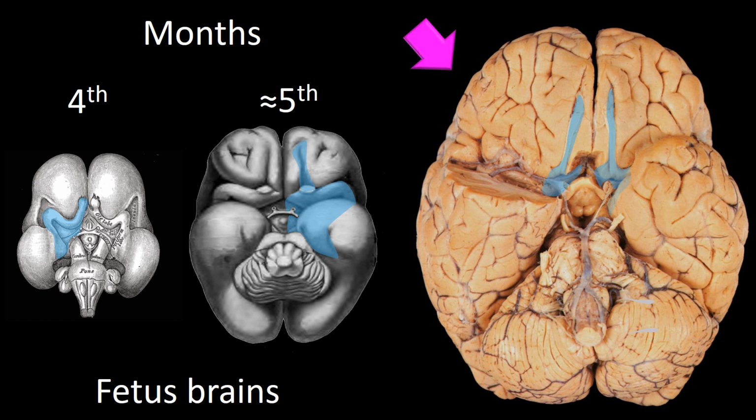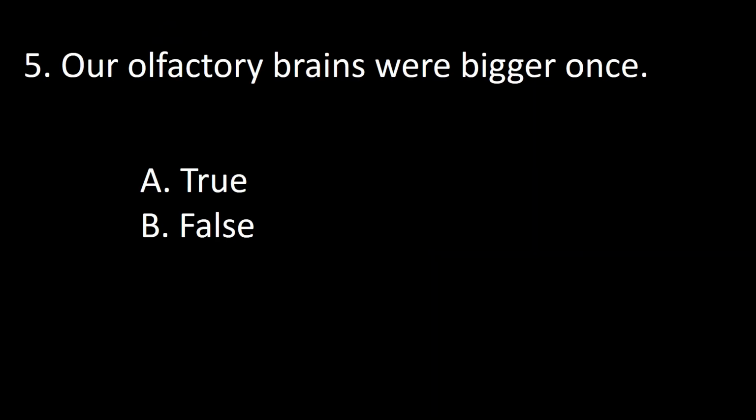Now look at the human brain. Now let's look at an adult human brain. I have shaded the right and the left olfactory brain. Notice the small area occupied by the olfactory brain in the adult compared with the area occupied by the olfactory brain in the two fetal brains. So the answer to this question is A.